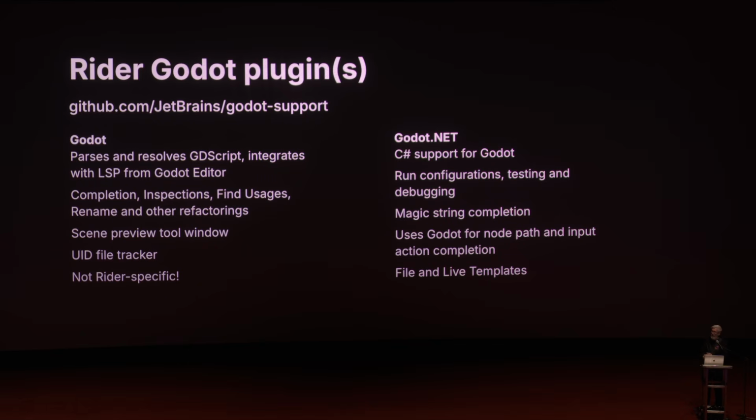This is how we work with GDScript, and this is where we parse the GDScript files. We also talk to the editor to get information there, and this gives us all of our completion and find usages inside GDScript files. This one is not actually Rider specific, so you can install this in any other JetBrains IDE should you wish to do so, although Rider is usually the best experience there because that's what we're targeting for working with game development.